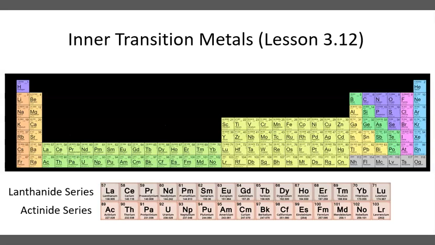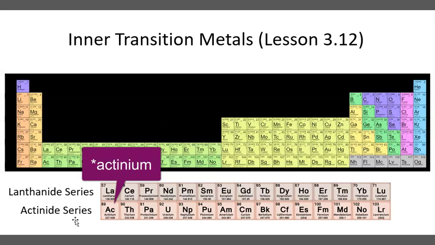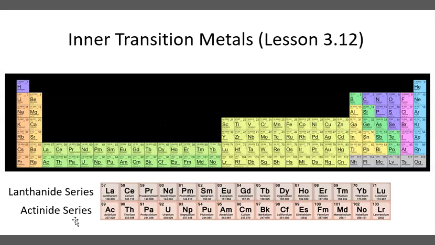There are two rows of inner transition metals. The first is the lanthanide series, and this series starts with the element lanthanum, La. It includes the elements with atomic numbers 57 through 70. The second row is called the actinide series. It begins with the element actinium and includes elements with atomic numbers 89 through 102.